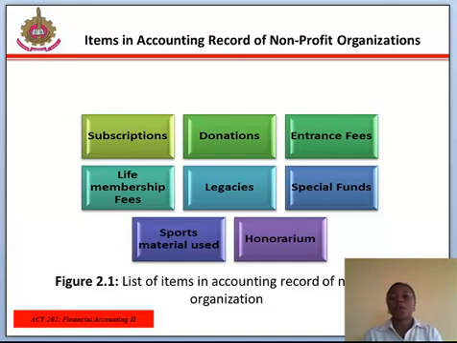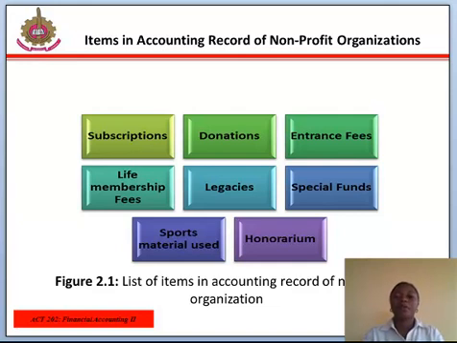The next is the sports materials used. In case of a sports club, the expenditure on sports material is a common item, but the materials purchased in an accounting year may not be fully consumed, so some materials may still be in stock. Hence, to ascertain the exact amount of the year, you have to work out the amount of materials consumed by adjusting the opening and closing balances of such materials in their purchases.